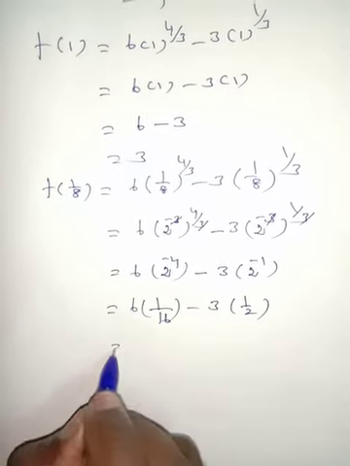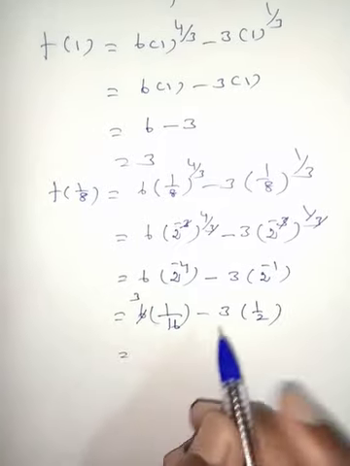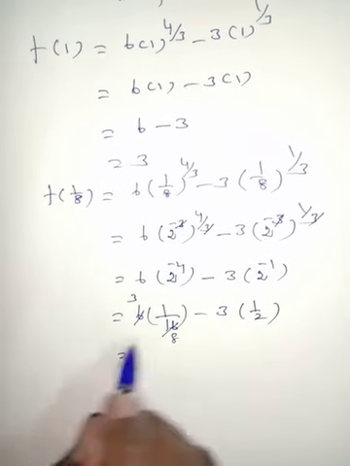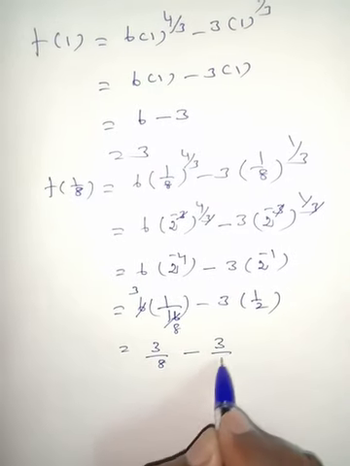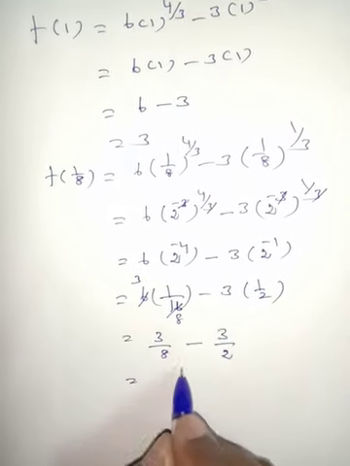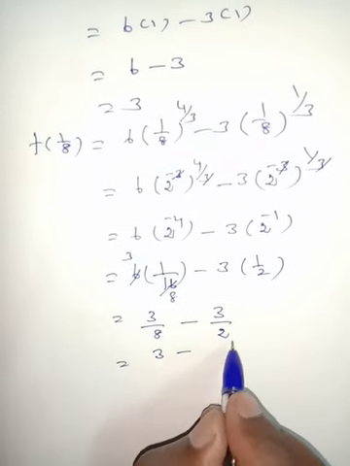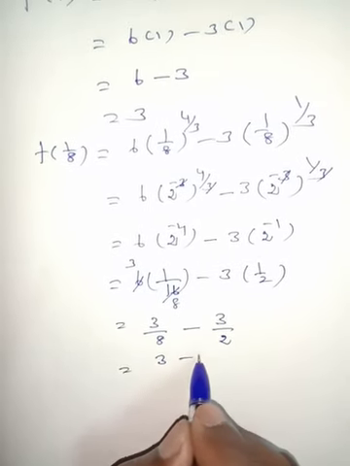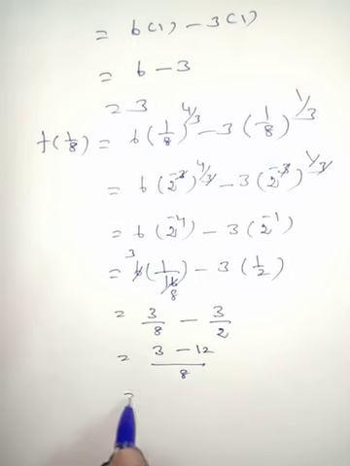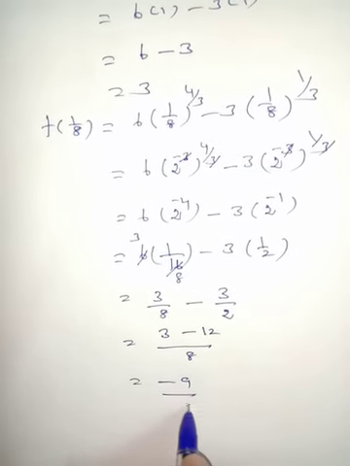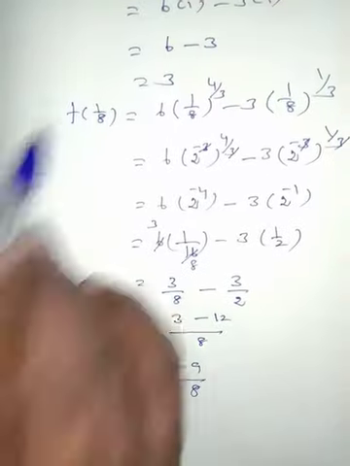This means 3 twos are 6, 8 twos are 16. So 3 by 8 minus 3 by 2 is equal to 3 minus, multiply numerator and denominator by 4, 12 divided by 8. This means minus 9 divided by 8. Minus 9 by 8 is f of 1 by 8.